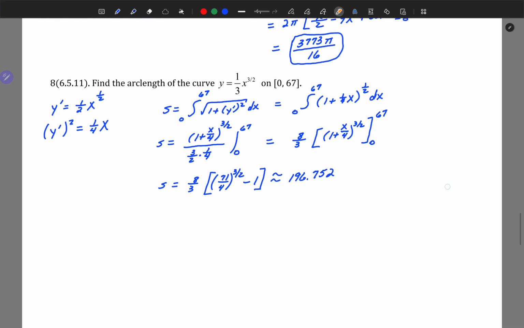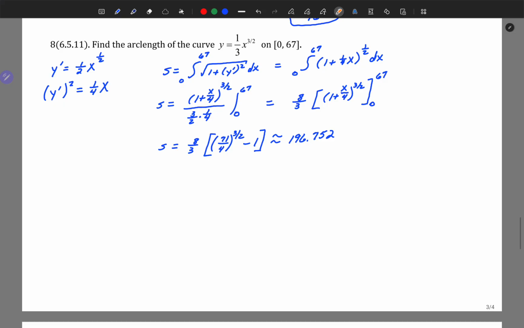Looking at the next problem here, we're moving on to our arc length section, which was section 6.5. Number 8 should be the easy arc length problem. Number 9 should be the trickier version of the arc length problem. In both, the arc length formula is the integral from where the arc length summation begins to where it ends, in this case 0 to 67, of the square root of 1 plus the first derivative squared. So the first thing I did here is take the first derivative of my function. 3 over 2 came down and multiplied 1/3 to give me 1/2, and then I subtracted 1 from the exponent. 3 over 2 minus 1 gave me the 1/2 exponent.